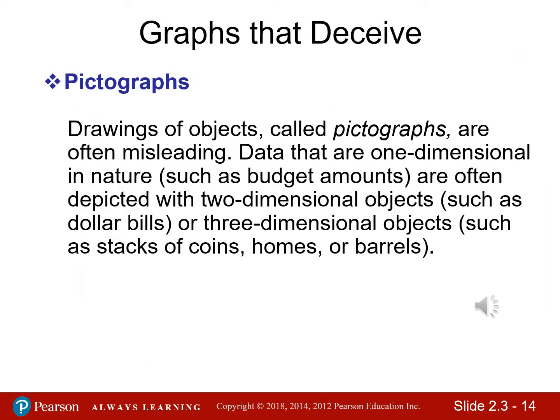A pictograph uses picture symbols to convey the meaning of statistical information. Pictographs should be used carefully because the graphs may either accidentally or deliberately misrepresent the data. Data that are one-dimensional in nature, such as budget amounts, are often depicted with two-dimensional objects, such as a dollar bill, or three-dimensional objects, such as stacks of coins, homes, or barrels.